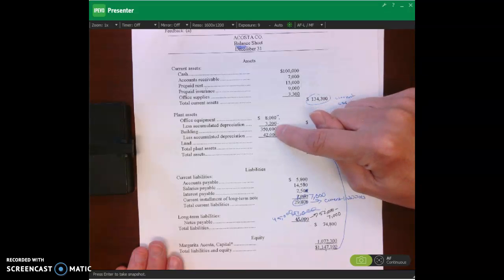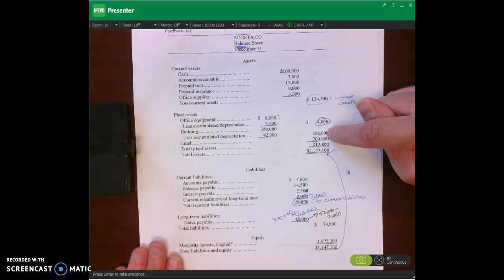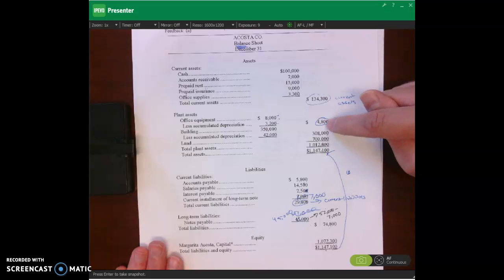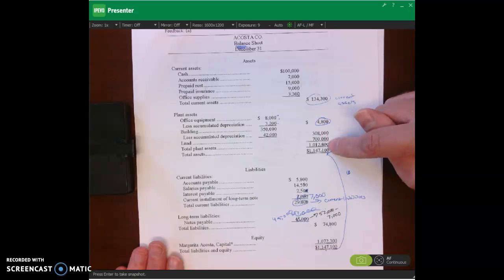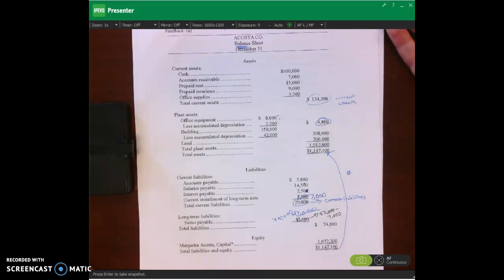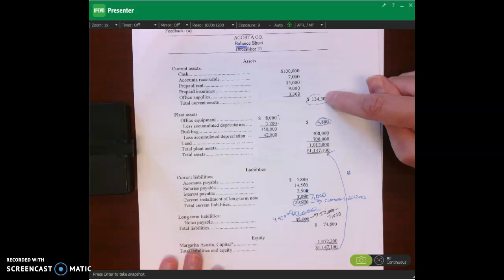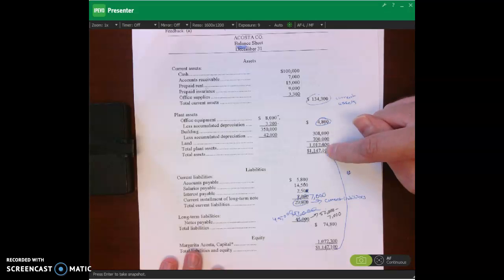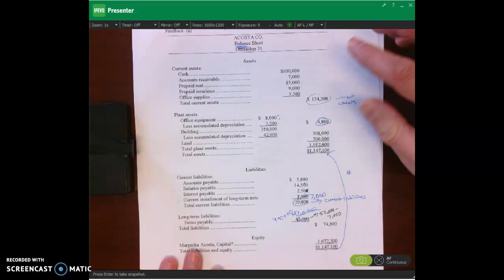Then we have our building less accumulated depreciation, which gives us the book value. This is the number that comes into calculating total assets, plus the land. Land is not depreciated. This plus this plus this gives us our total plant assets. There are no intangible assets and no long-term investments for this company, so you just don't include them. The 134,300 plus the 1,012,800 gives us our total assets of 1,147,100.